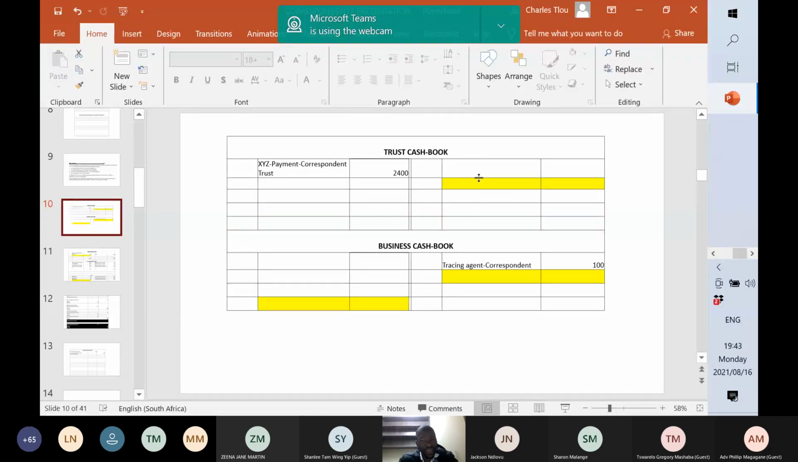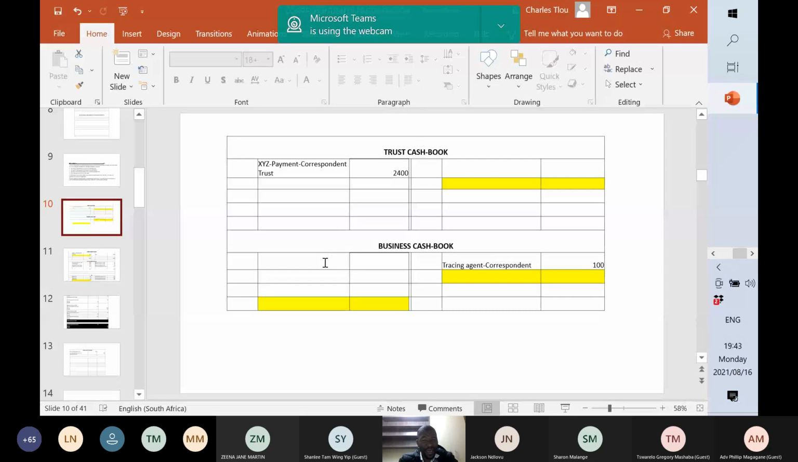You transfer it from the credit side into the debit side of your business cash book, and as soon as it's recorded here, it means the money is in your business account. Please do not forget this step. It is very important, more especially when you get to step number 7. You need to make sure that both steps are done.